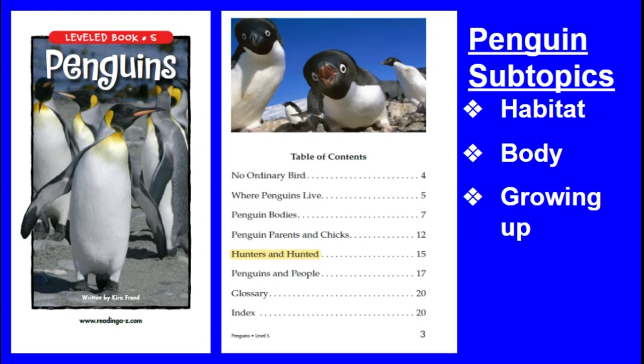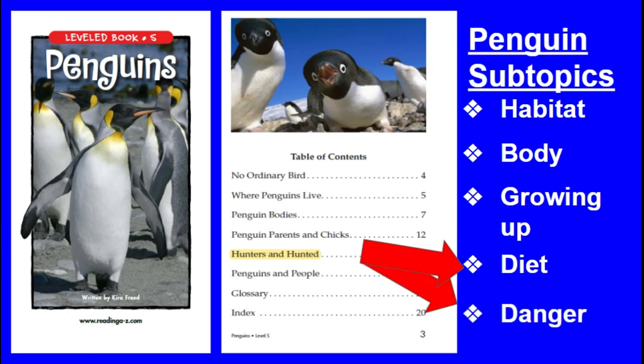The next section says hunters and hunted. So there's actually two subtopics that I could probably pull from here. Hunters are probably going to tell me about their diet, so things that they eat. And hunted probably is going to tell me how they are maybe prey to other animals. So possibly the danger that they would be in. So here I've listed the different subtopics, and these subtopics are usually found in most of your books.